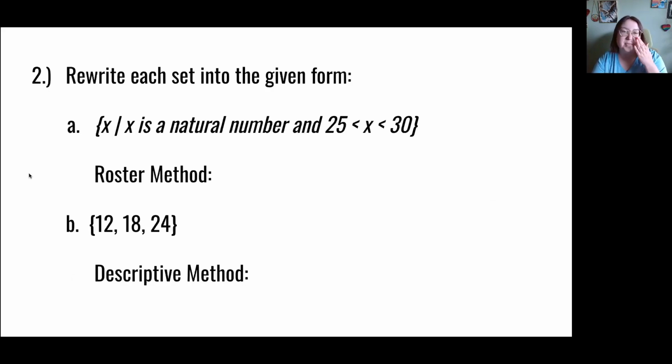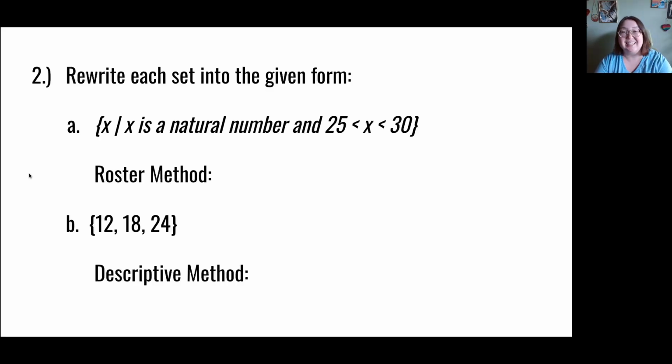All right, number two. We want to rewrite each set in the given form. So A, this is currently in our set builder notation. So this is talking about an element and then listing a property of that element. So we're talking about X, and then we're saying that X is a natural number and 25 is less than X, which is less than 30. Then we want to rewrite that to be in roster method.